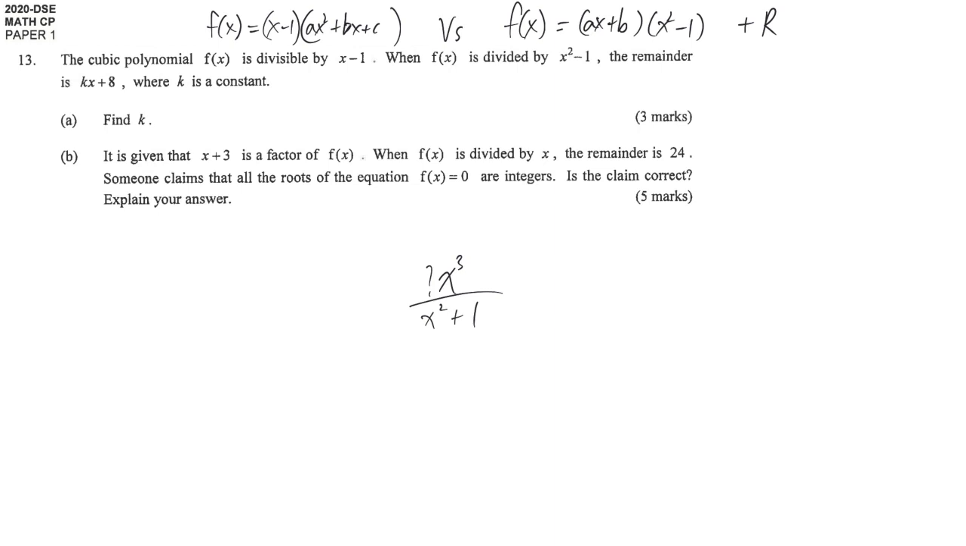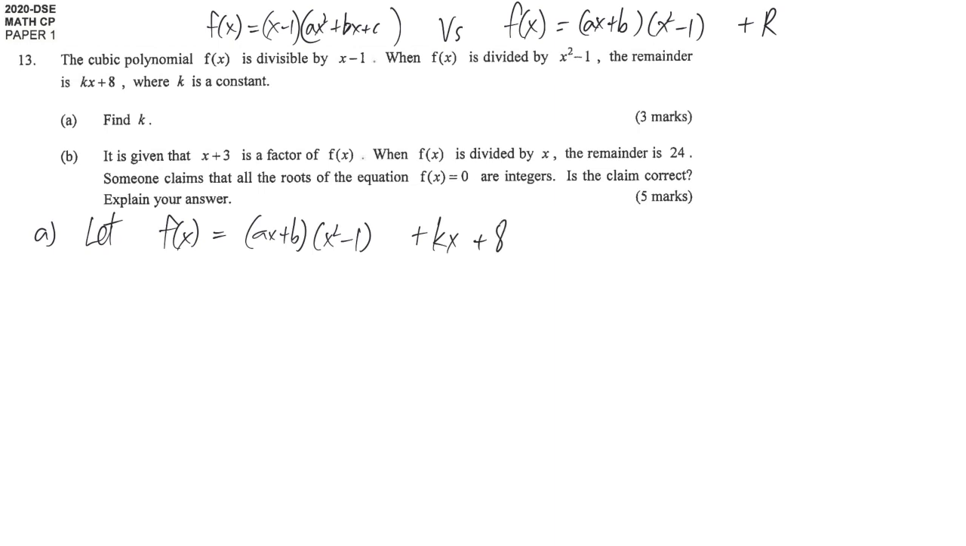Now the problem is which format will help us to make good use of the information. This is not good compared with this one. The reason is we need to let 3 different unknowns here, so it's difficult to find the values of a, b, and c in this case. We try to use this one. We let f(x) is equal to the quotient (ax plus b) times x squared minus 1, and then plus the remainder, here they say is kx plus 8.